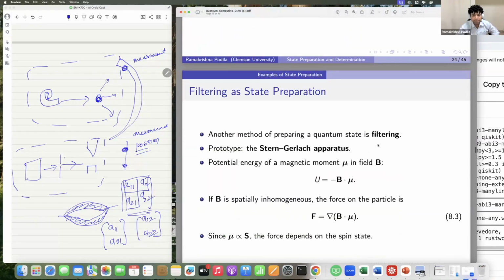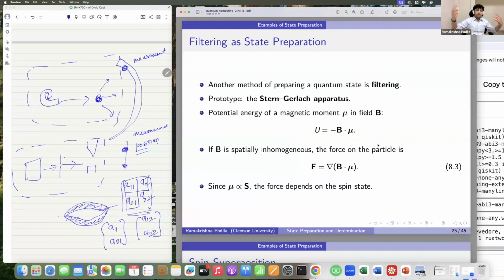So filtering as a state preparation, that is, we can have a Stern-Gerlach apparatus, like I have drawn here.